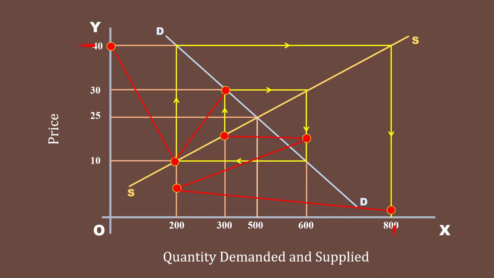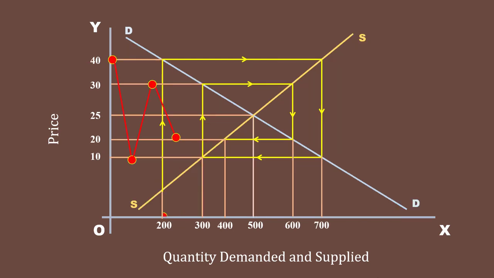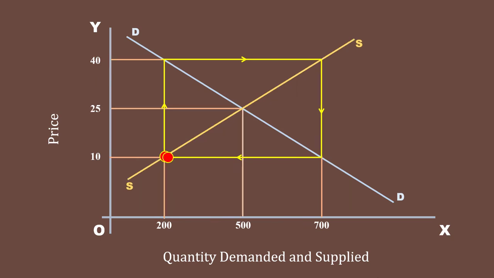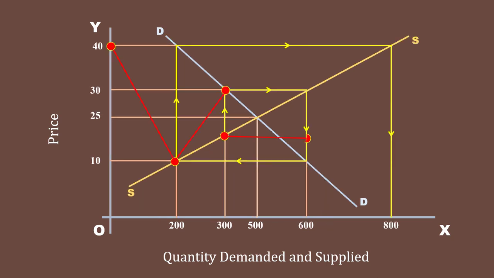This kind of oscillation is known as exploding oscillation. In this case also, market equilibrium is an impossibility. Our conclusion is, damping oscillation brings back stability. Perpetual and exploding oscillations will not restore market stability.